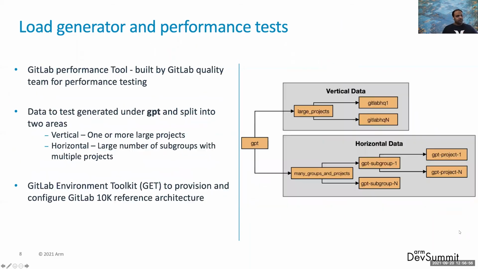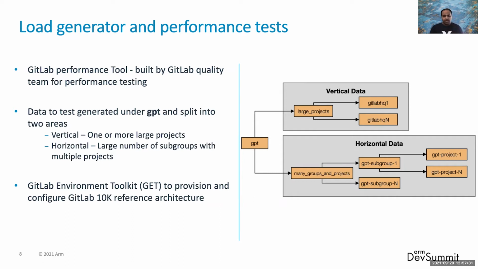Here is the load generator, or the performance configuration, that we used. The tool we used to do the performance benchmarking of GitLab on both x86 and Arm is called the GitLab Performance Tool, or GPT. This is developed in-house by GitLab, and it's regularly used by them to do these reference architecture tests. It's all public information. We'll share the links at the end of the presentation, and you can go and look at it.